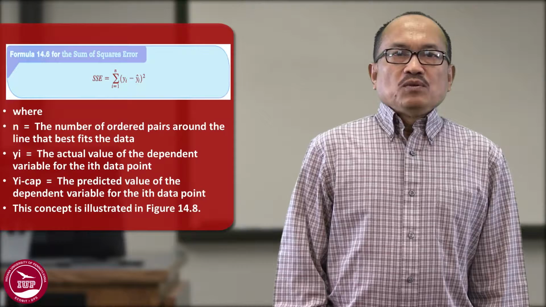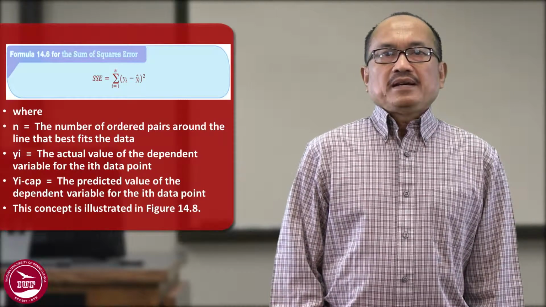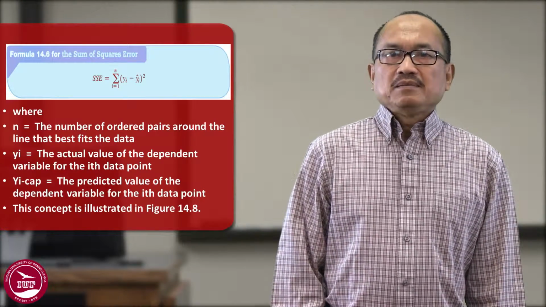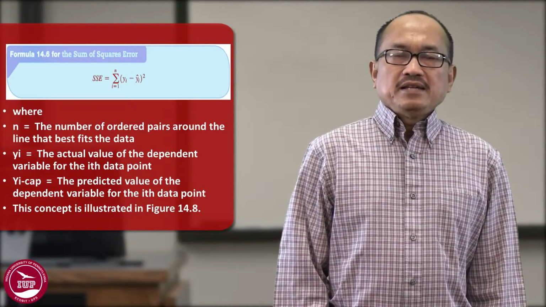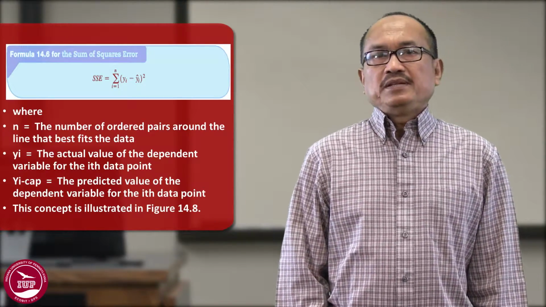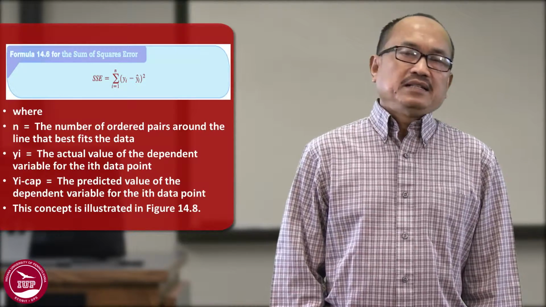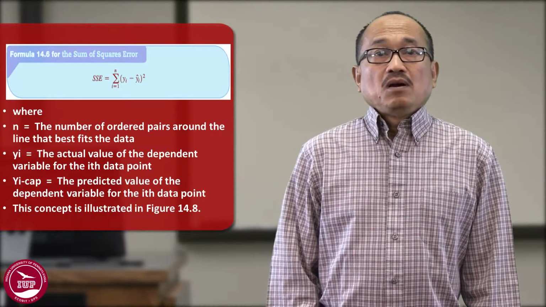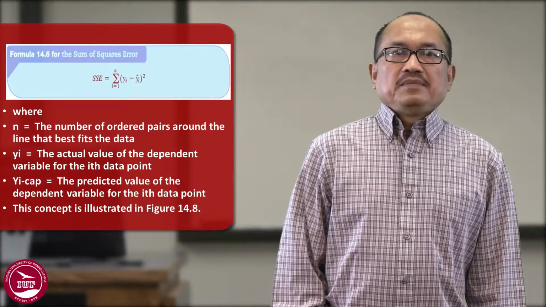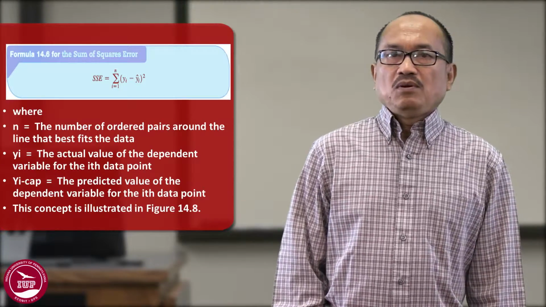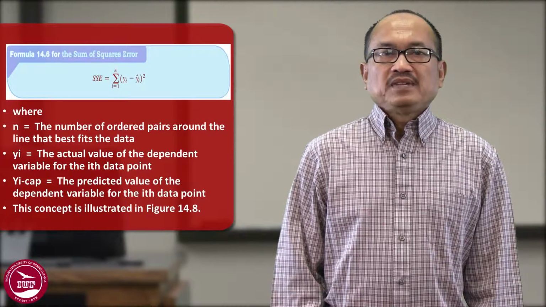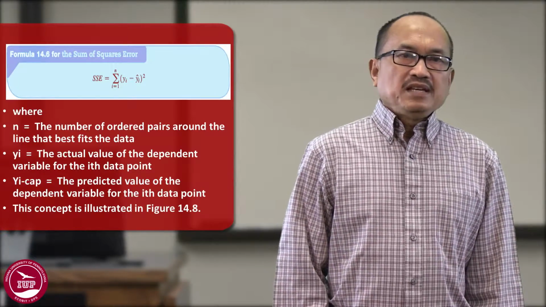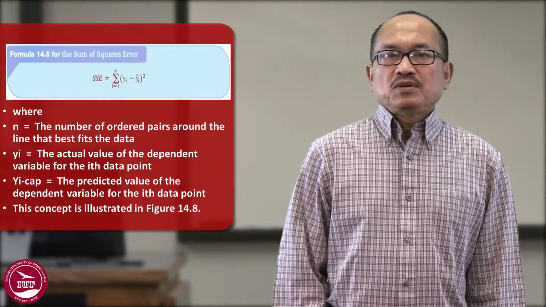Where n is equal to the number of ordered pairs around the line that best fits the data. y_i is the actual value of the dependent variable for the ith data point. y-hat_i is the predicted value of the dependent variable for the ith data point. This concept is illustrated in figure 14.8.